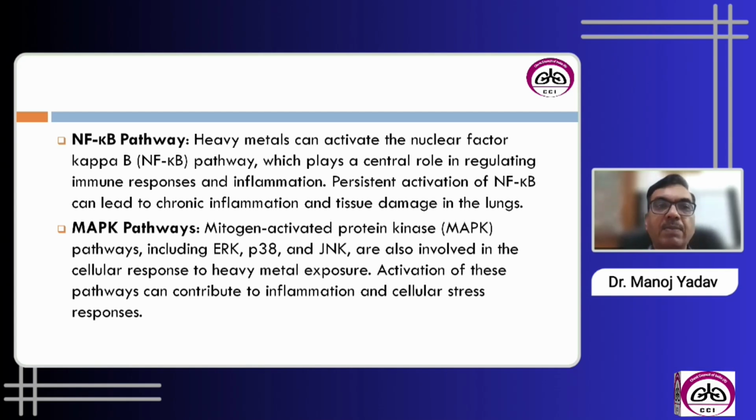We have NF-kappa B pathway. Heavy metals can activate the nuclear factor kappa B pathway, which plays a central role in regulating immune responses and inflammation. Persistent activation of NF-kappa B can lead to chronic inflammation and tissue damage in the lungs.